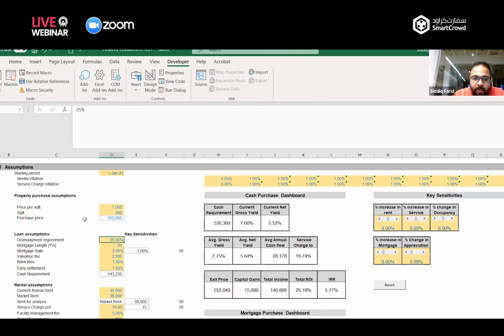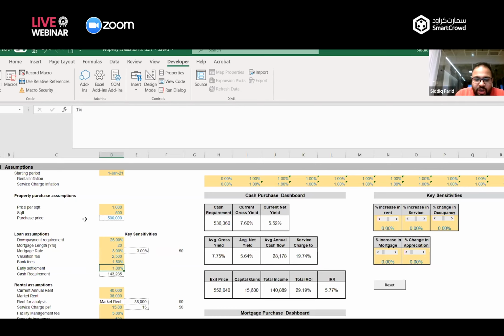What percentage of down payment are you paying? How long is your mortgage? What's your mortgage rate? Typically, banks require a valuation fee. What is that fee? What is the bank charging you to initiate this mortgage? And what is the early settlement cost, right? Because if you break your mortgage before the term is over, some banks typically charge you a penalty, and what that is could be various things.